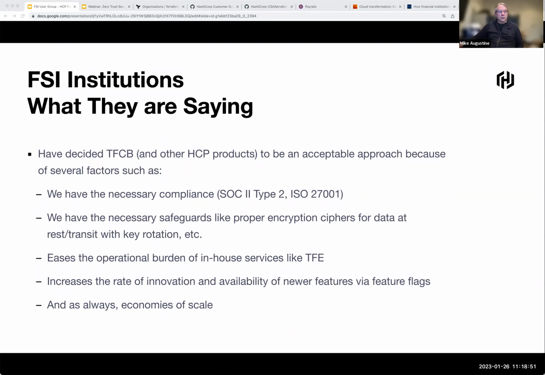What we are hearing them saying is that they have decided that Terraform Cloud for Business and these other HCP products are acceptable, and that's because we are meeting necessary compliance standards. We have validation and documentation to present for that. We have the necessary safeguards like proper encryption in transit, key rotation, all those things that you would need to do if you were running this yourself. It is easing the operational burden such that you don't have to run these things. And that's also very, very popular. People do not want to have to spend all their time on the operational aspects. They want to use the services. And so it is making it possible to move forward with new feature function rapidly. And it introduces an even more improved economy of scale of being in the cloud.